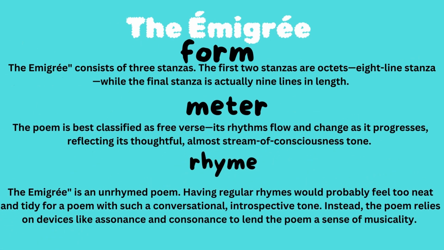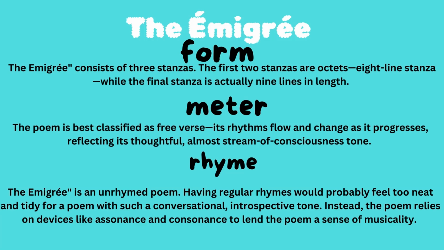The Émigrée consists of 3 stanzas. The first 2 stanzas are octets, 8-line stanzas, while the final stanza is actually 9 lines in length. The poem is best classified as free verse, its rhythms flow and change as it progresses, reflecting its thoughtful, almost stream of consciousness tone. The Émigrée is an unrhymed poem.